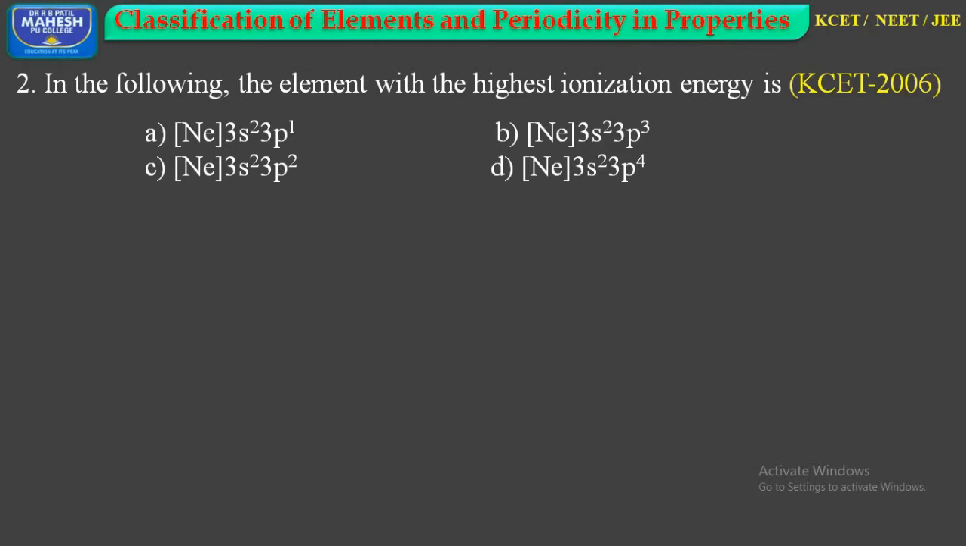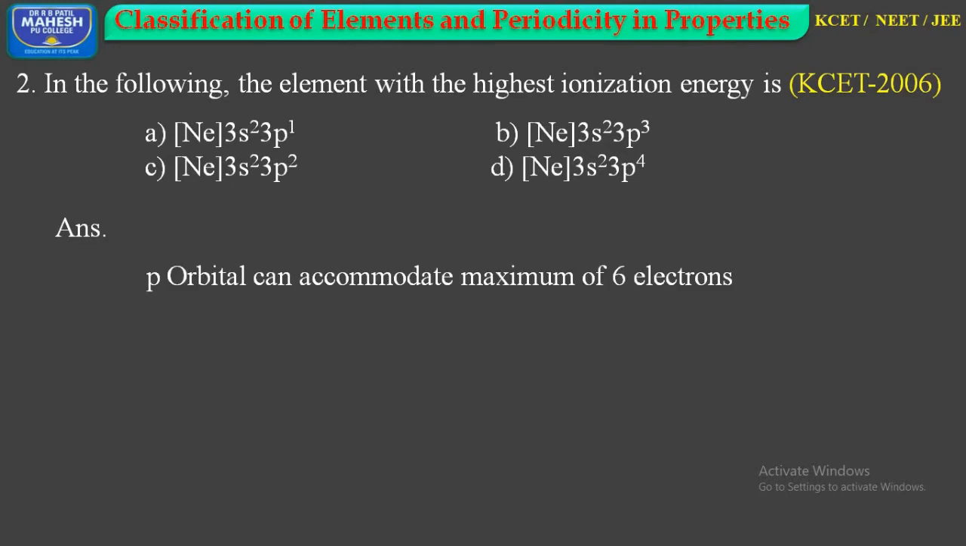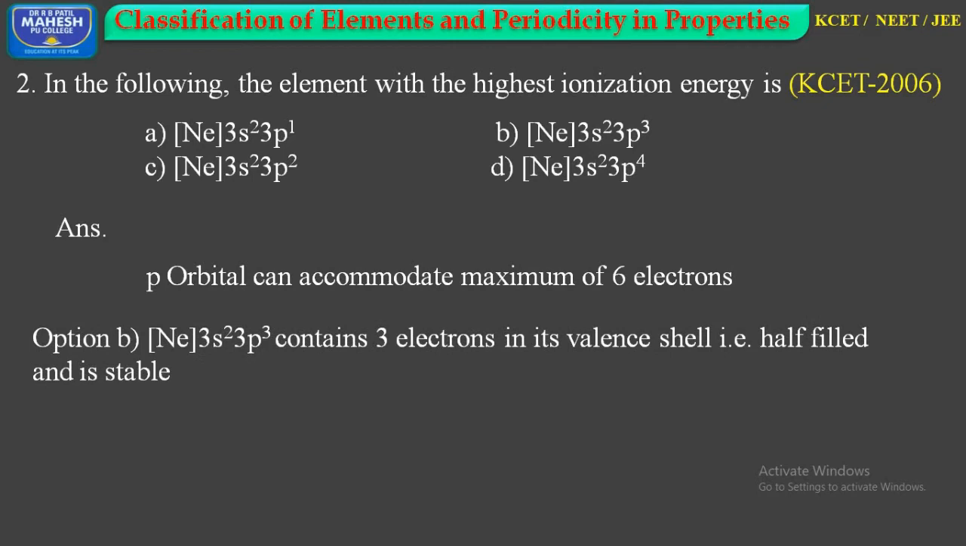Students, the valence electrons are entering the p orbital. The p orbital can accommodate a maximum of 6 electrons. So the maximum number of electrons which can be present in the p orbital is how much? 6 electrons. In option B, if you carefully observe, students, it has 3 electrons in the 3p orbital.